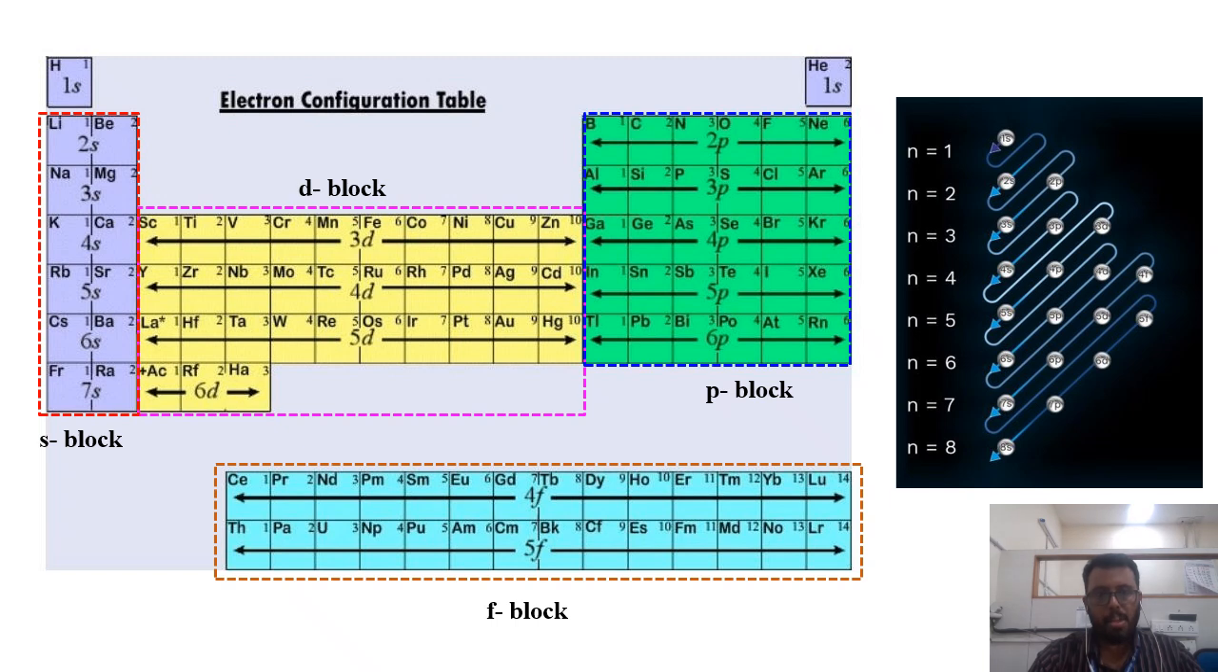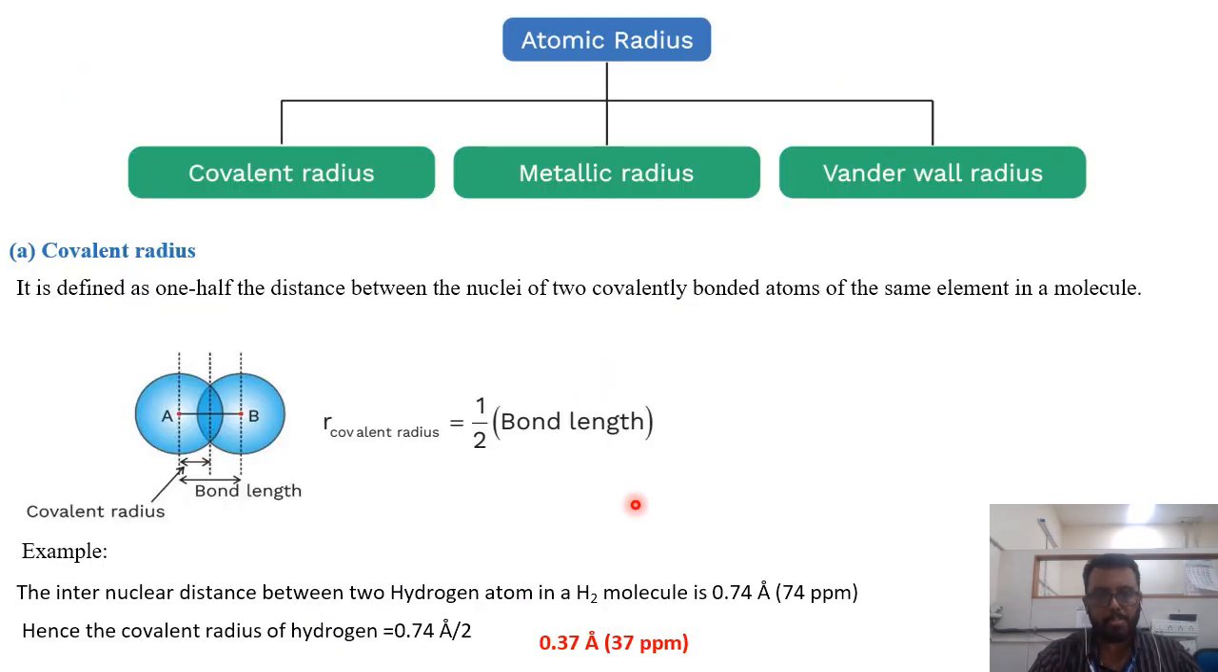Okay, and electronic configuration, how you can write based on the Aufbau principle, the filling of electrons follows this order from 1s, 2s, then 2p, 3s, like that. The arrows have been indicated. I think you are well aware of this one. Based on this, you can write the electronic configuration.